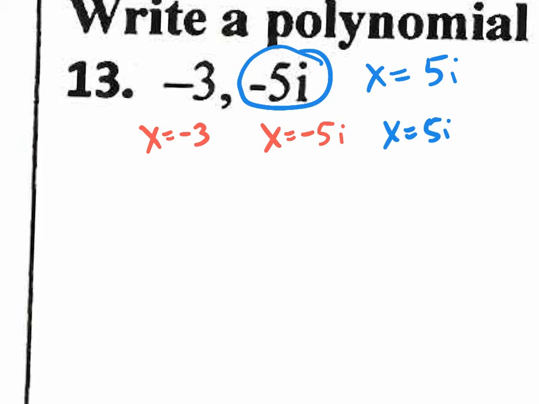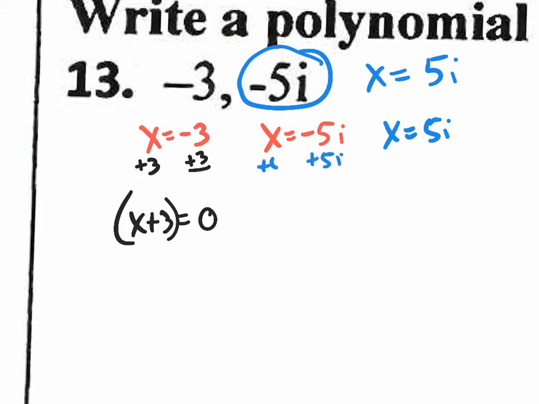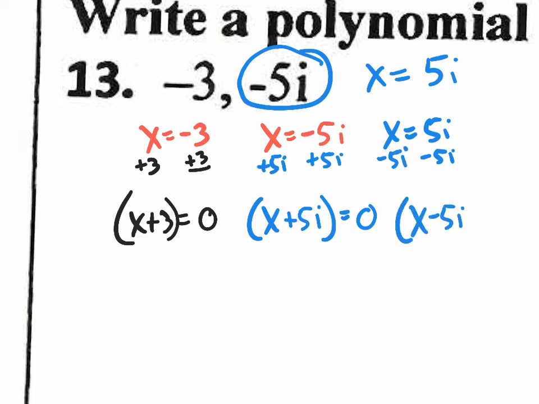Now these 3 different answers came from binomials that were set equal to 0 when we did the zero product property. So don't think about it too much. Let's just set them each equal to 0. Plus 3, you get x plus 3. That's the binomial that was set equal to 0 that gave you the answer negative 3. And then over here, plus 5i, plus 5i. This is the binomial x plus 5i equals 0 that gave you the answer x equals negative 5i. And likewise, minus 5i, minus 5i. This is the binomial x minus 5i that gave you the answer x equals positive 5i.